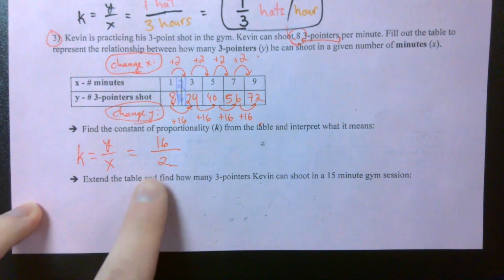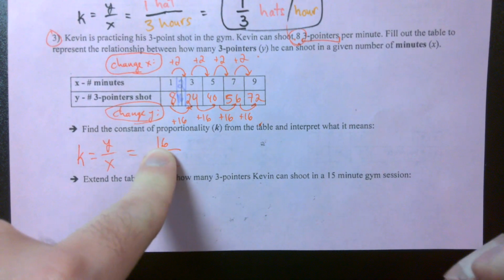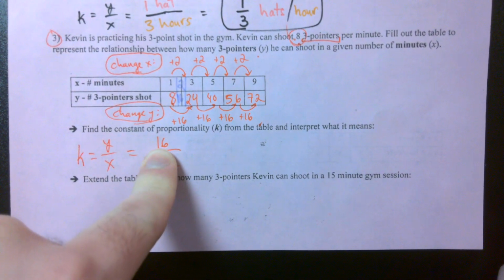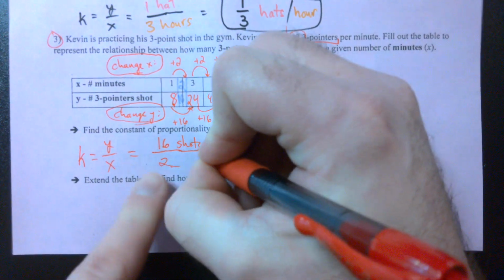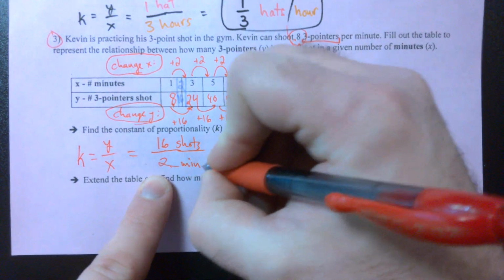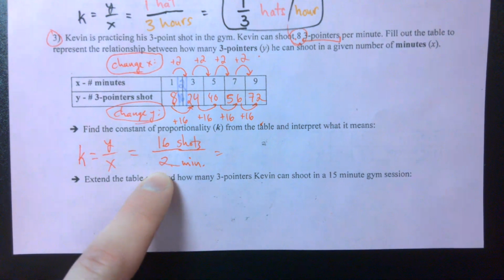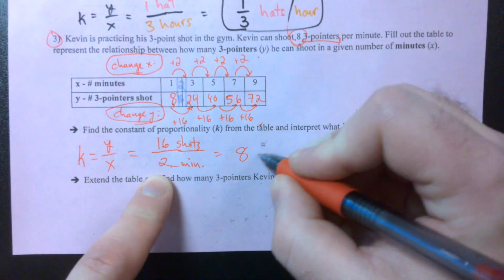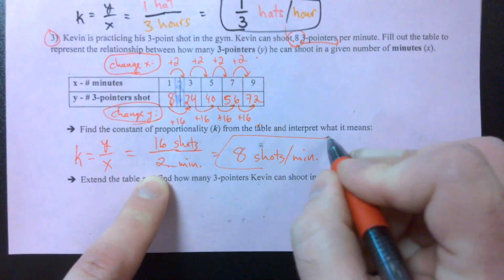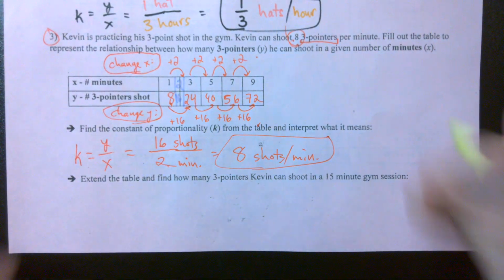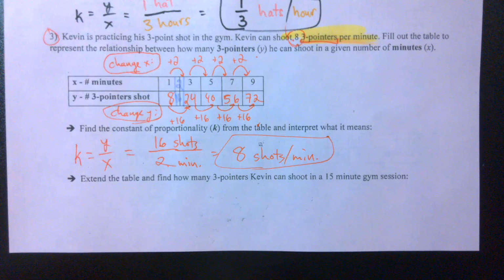What are my units on the 16 though? 16 what? 16 points? 16, we could just say 16 shots in 2 minutes. Well, what's 16 divided by 2? 8. 8 shots per minute. And that's exactly what the problem says, right? He can shoot 8 3-pointers per minute, right?